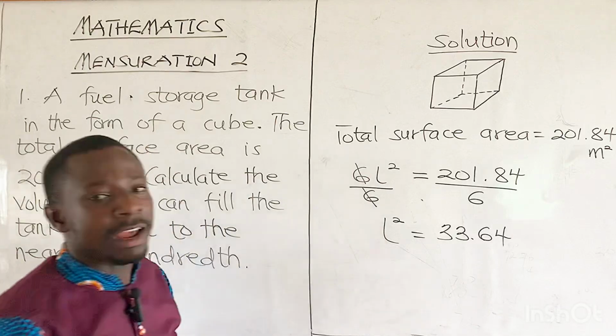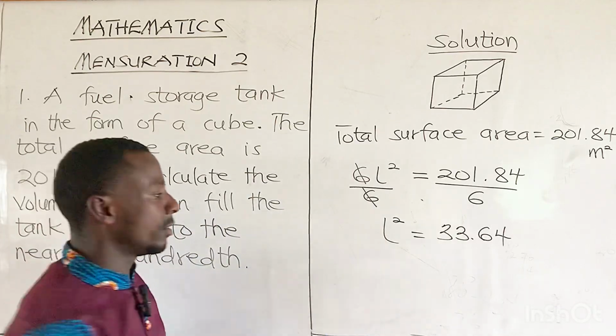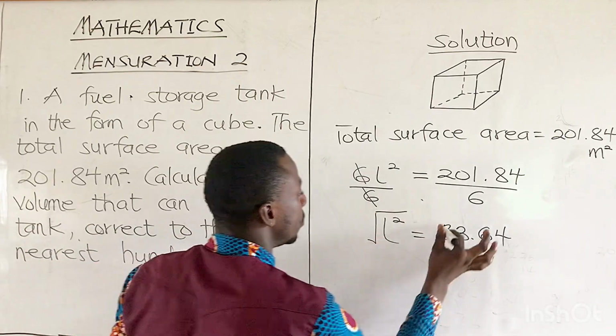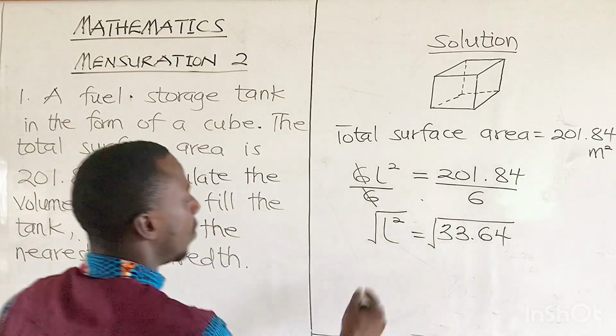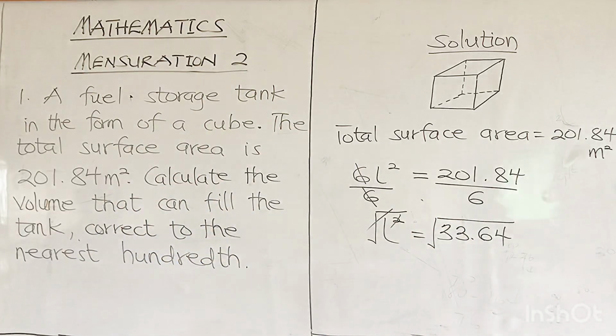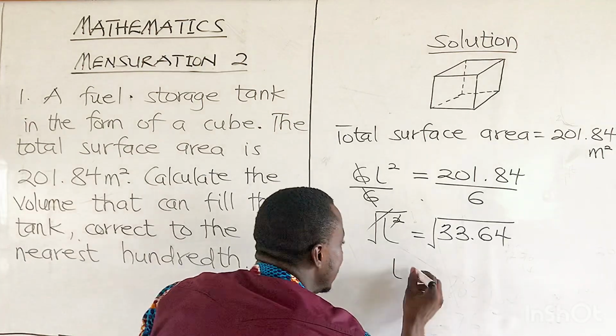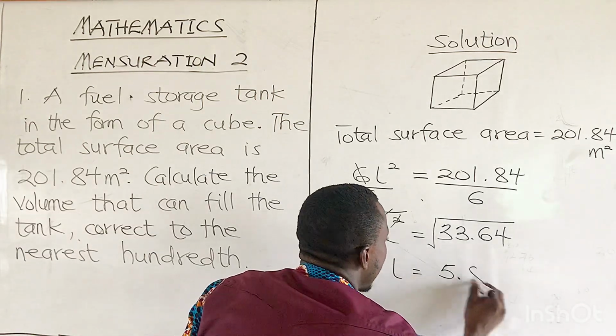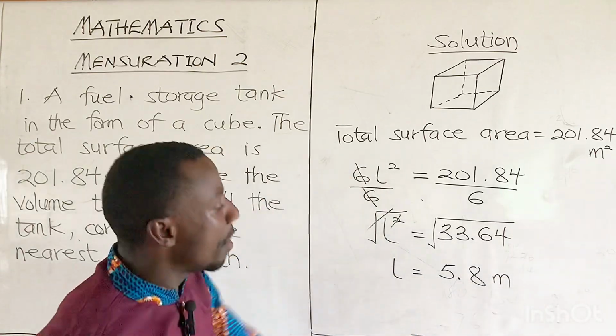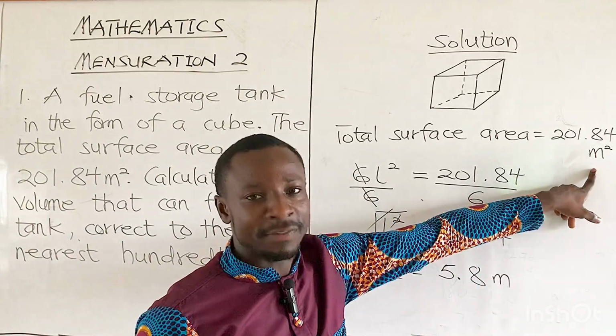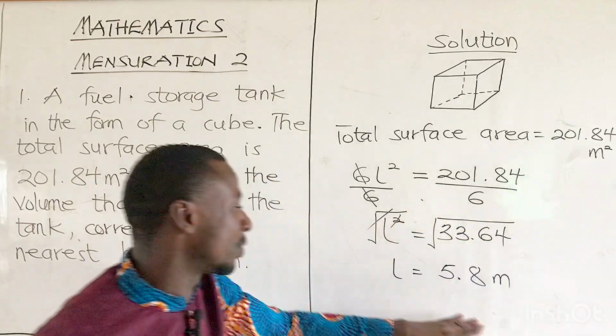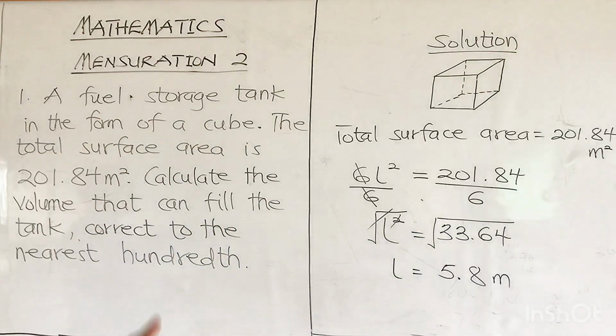Now from here, we need to get L. So you take the square root on both sides. The square root of 33.64 is 5.8 meters. Meters because the total surface area was in meters squared. So this will be the length of the cube.